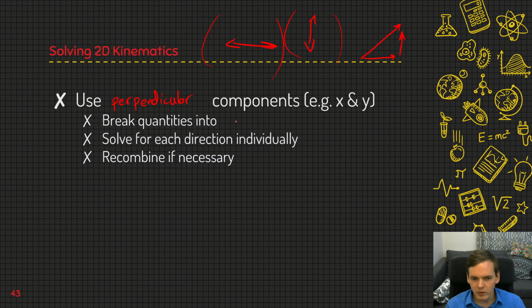So what we end up doing is we break the quantities into components. We solve for each direction individually using those components. And then, if the problem asks for it or if it's necessary, recombine using trigonometry.